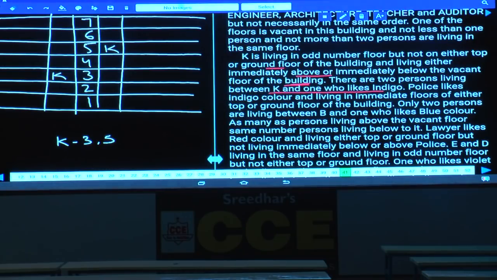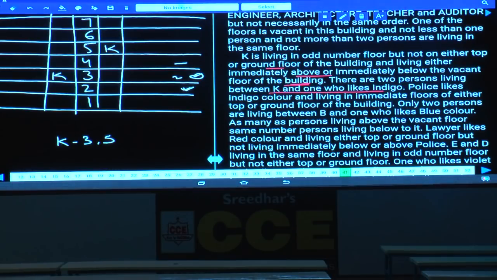K and the one who likes indigo, how many persons are staying between them? There are two persons, or there are two floors. Two persons are living between them. As of now we cannot fix the data. Maybe indigo can be here or indigo can be here. If indigo is here, in the 4th floor there are two persons staying. Or if indigo is here, in these two, one person. Or between these two there can be a vacant floor, and in another floor two persons.